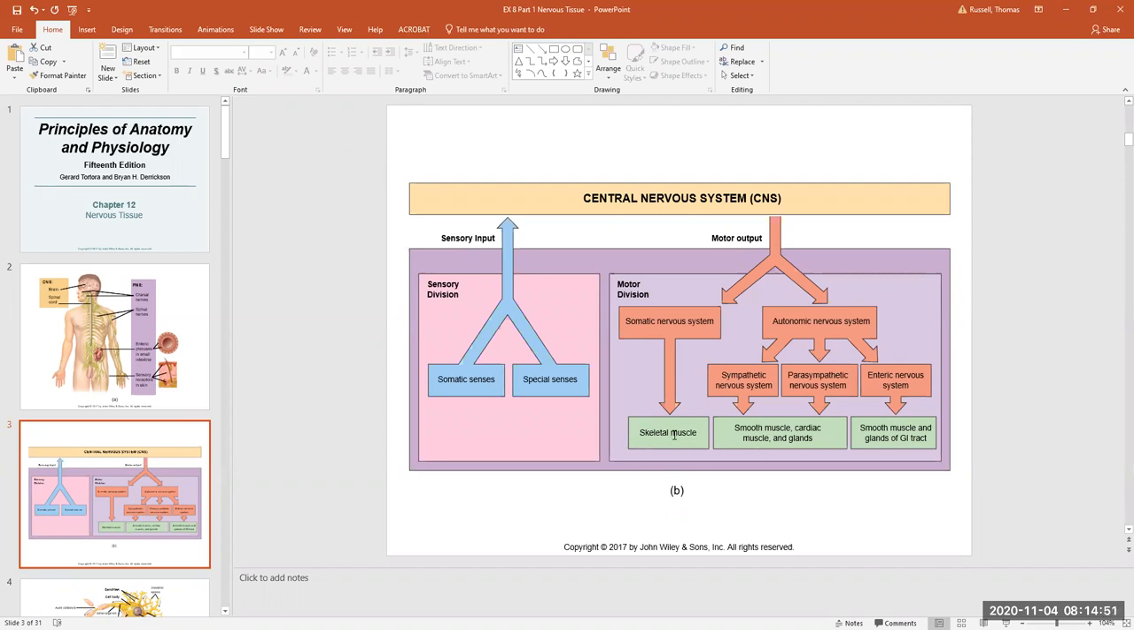So the motor output basically goes to the various effectors in the body that bring about changes. What you're looking at here is basically a schematic of a reflex. So what types of sensory inputs do we have? Well, we have something called somatic senses. The somatic senses are things like, we know when it's cold, we know when it's hot, you know you're feeling something, touch. These are somatic senses. The special senses include vision, taste, hearing, equilibrium and balance, these types of things.